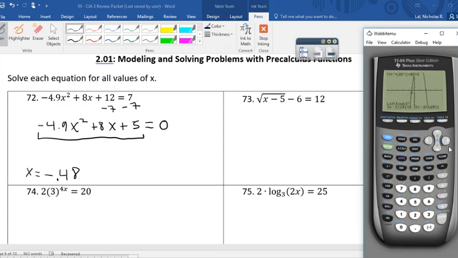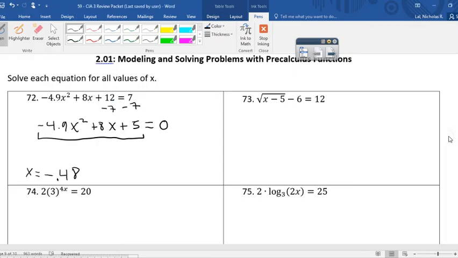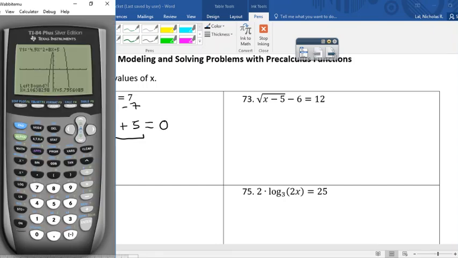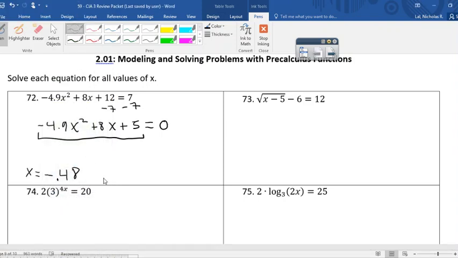My second 0 is going to be second calc 0. My left bound point is going to be a point to the left of my 0. My right bound point is going to be a point to the right of the 0. And then my guess, that's my best guess for the 0. So when y equals 0, x is equal to 2.115, so 2.12. So my other answer is going to be x is equal to 2.12.